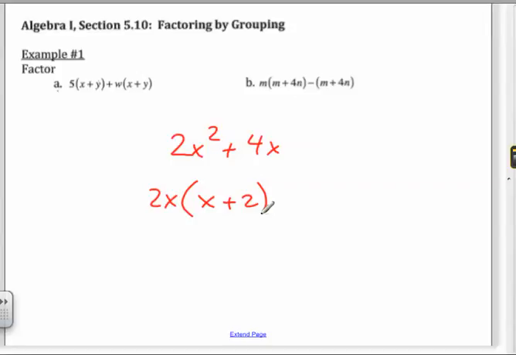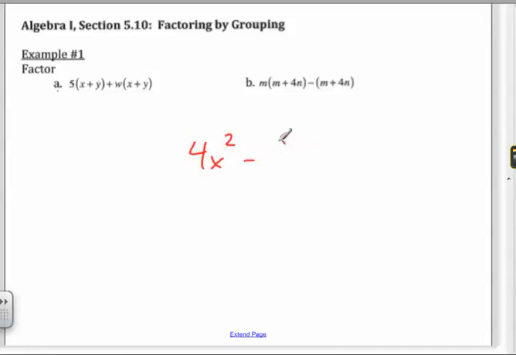The second thing we did was we learned how to factor the difference of two squares, 4x squared minus 9. If I'm looking at a polynomial that has two terms, I want to ask myself, is it the difference of two squares? If it is, I can factor it. If it's not, I can't. This is, so I'd get 2x plus 3, 2x minus 3. That was section 5.5. Check it out.